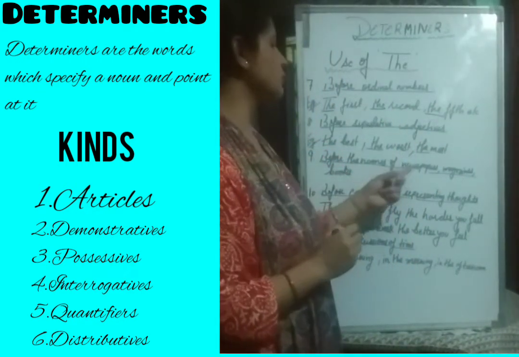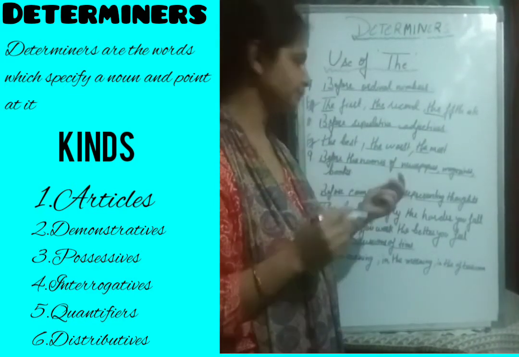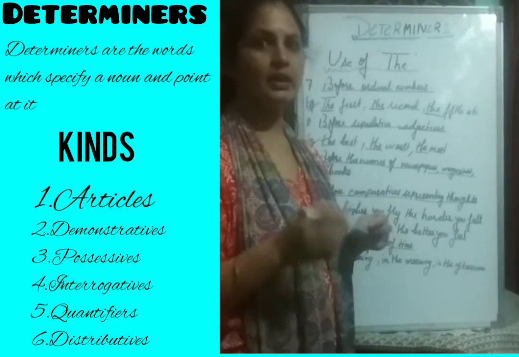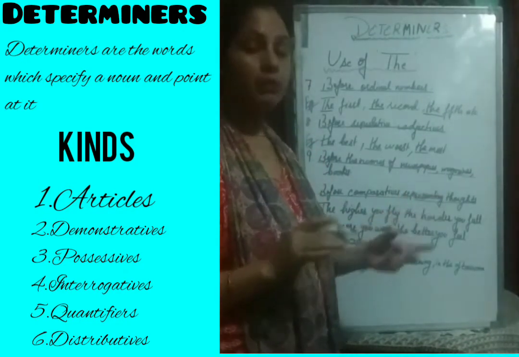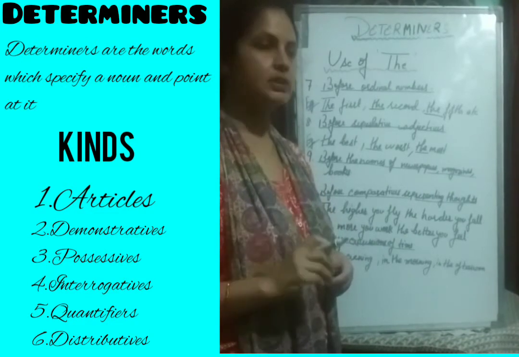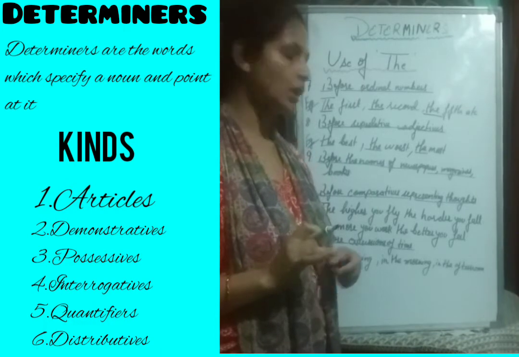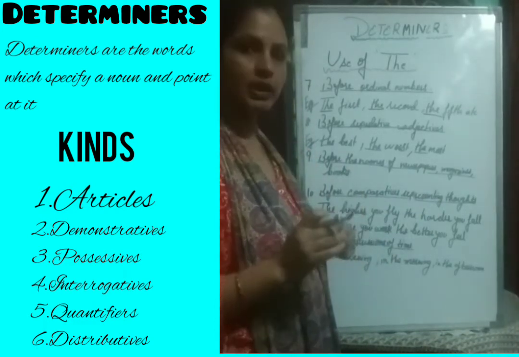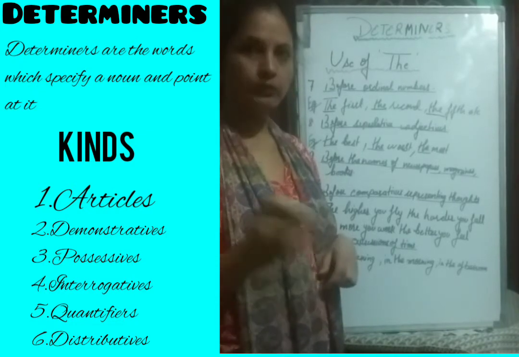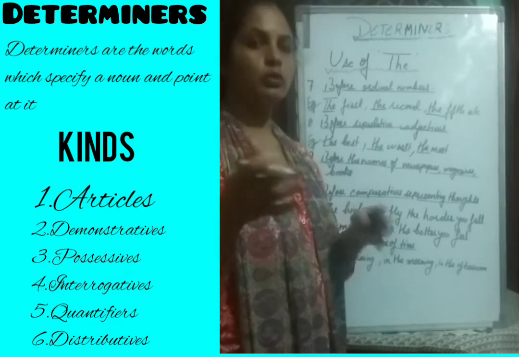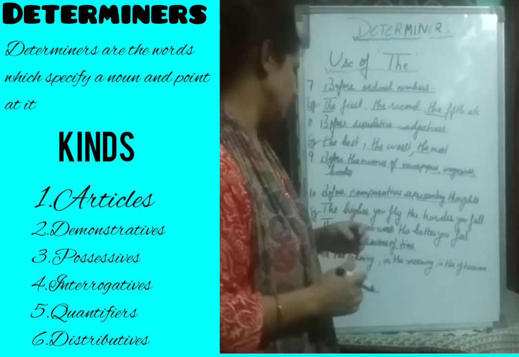Then before the names of newspapers, magazines and books, we use "the". Newspapers like the Times of India, the Hindustan Times. Magazines like the Times, India Today. These are magazines. Books like the Merchant of Venice, the Gulliver's Travels, the Gita, the Quran, the Bible. So we use the article before a book's name.